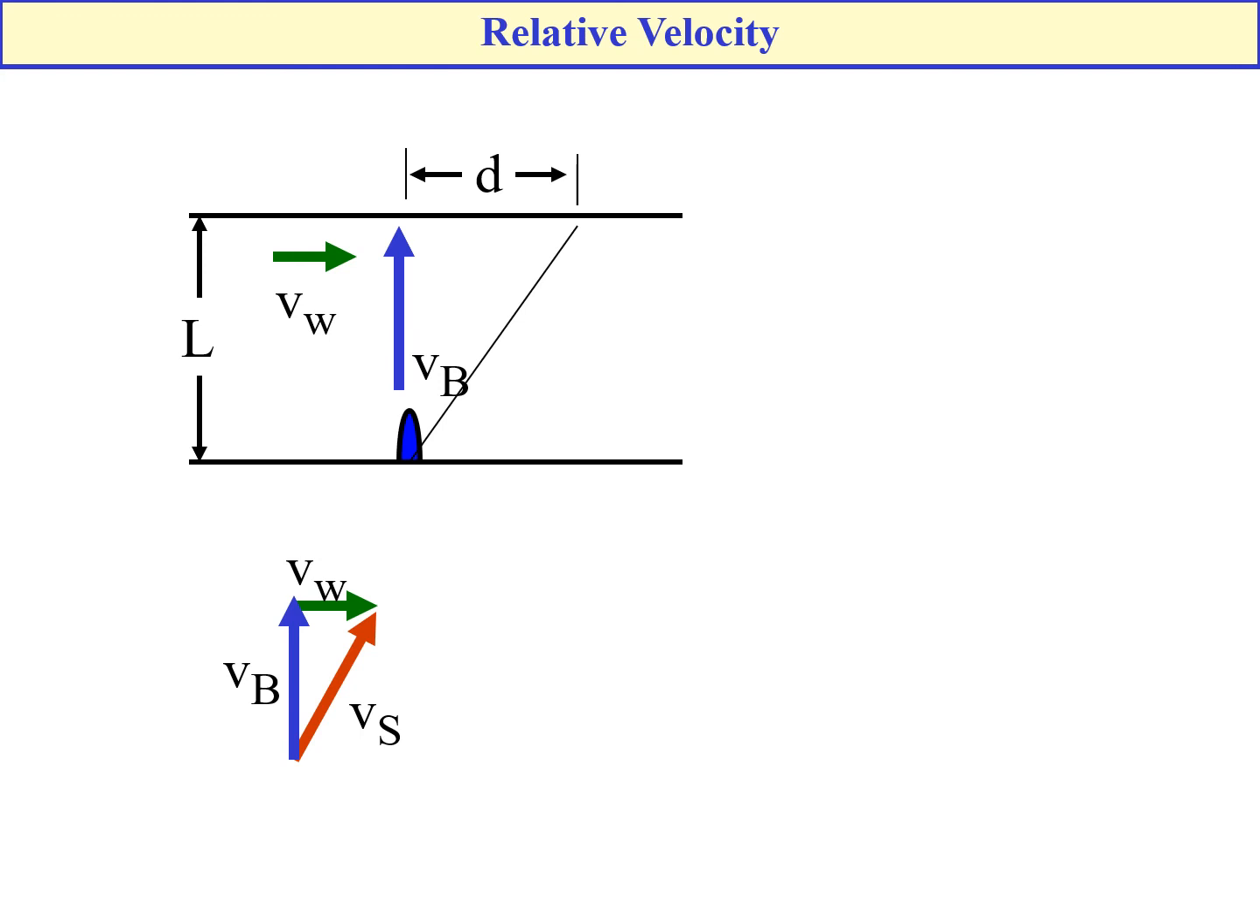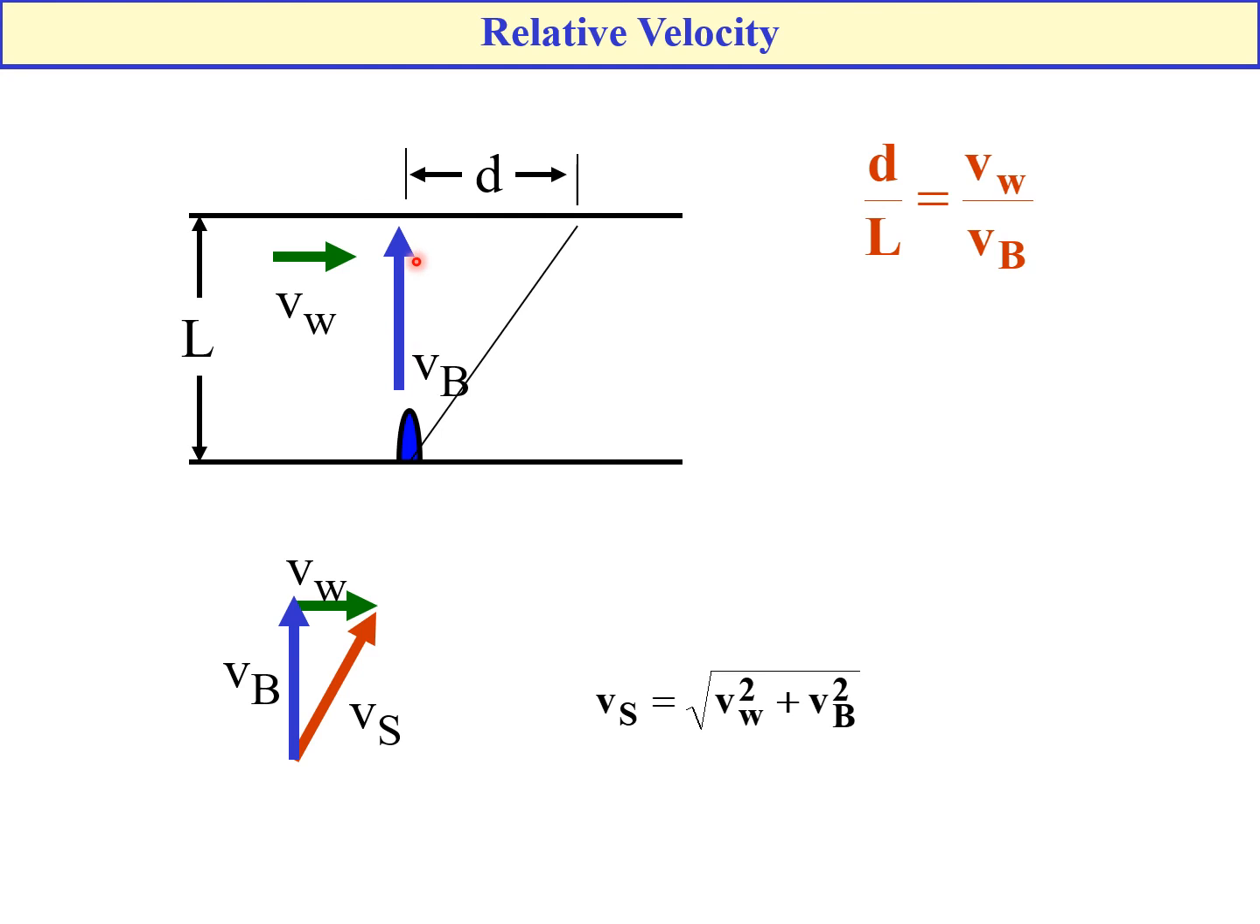Now when there's an angle between these that's not 90 degrees, then you have to break each one into components and then figure out the total velocity using that. In this instance, the velocity relative to the shore is going to be the velocity of the boat relative to the water and the velocity of the water relative to the shore, and the hypotenuse gives you that velocity. So we use the Pythagorean theorem to figure out that total velocity.